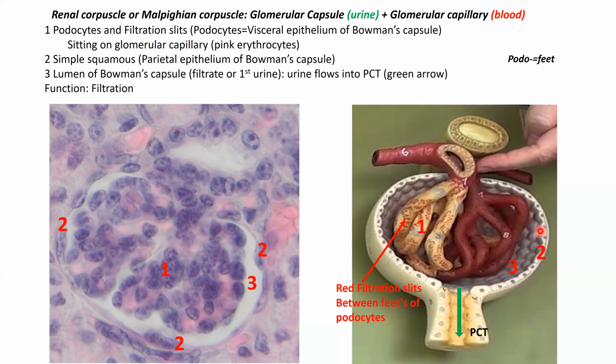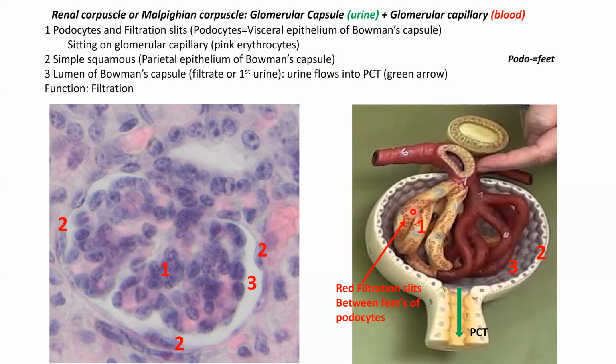Let's look at the same thing on the model. The yellow guys are the podocytes. The yellow is the cytoplasm, the nucleus is blue, and these are the feet of the podocytes. Podocytes means cells with feet. You can see the little feet, and between 2 podocytes, the feet are connected with each other like puzzle pieces, and between the feet are the red filtration slits.